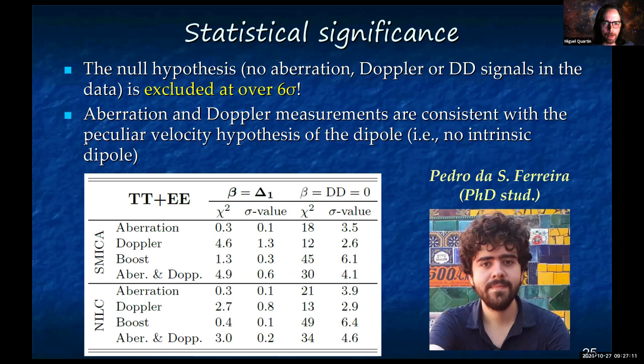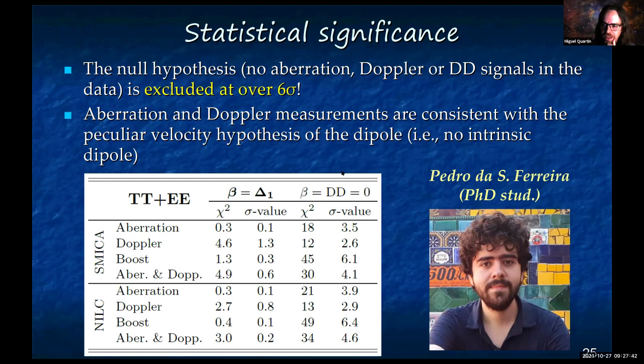Now, the aberration and Doppler measurements themselves are at smaller significance. The aberration is around 3 to 4 sigma, a 3.5 to 4 sigma detection. The Doppler is around 2 to 3 sigma, so less than a 3 sigma detection. And the boost is what I want. It's the 6 sigma-ish. If I just combine aberration and Doppler, but not assuming that they are in the same direction, then overall they have a 4 to 4.5 sigma detection. And this is work done with my PhD student, Pedro Ferreira.